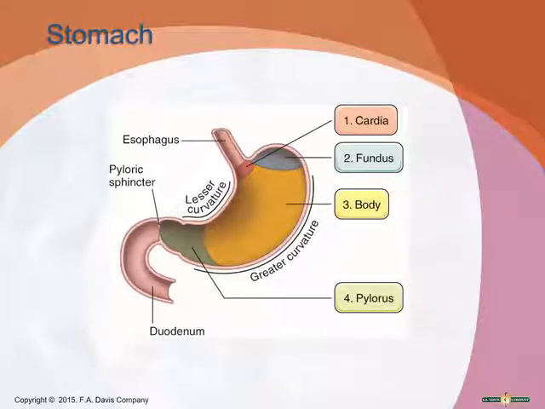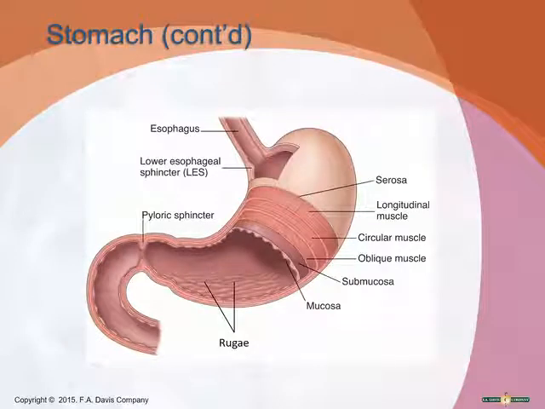The stomach contains the same layers as the rest of the digestive tract. Remember the mucosa, submucosa, muscularis, and the serosa. The one difference, though, is that for the stomach, the muscularis layer has an extra layer of oblique muscle between the other two layers, between the one that goes around and the one that goes longitudinal. So the stomach has three layers of muscle.